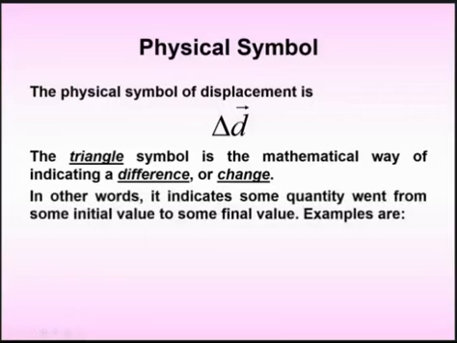In other words, it indicates some quantity went from some initial value to some final value. They still could be the same values. Let's say, for example, your weight changes. Maybe you're at some weight and then you gained or lost some weight and then somehow you came back to the same weight. Well, technically, this is your initial, this is your final, even though they are the same. But some process has changed in the middle.